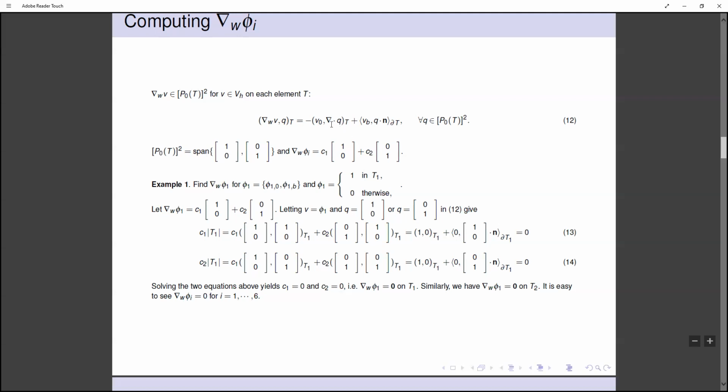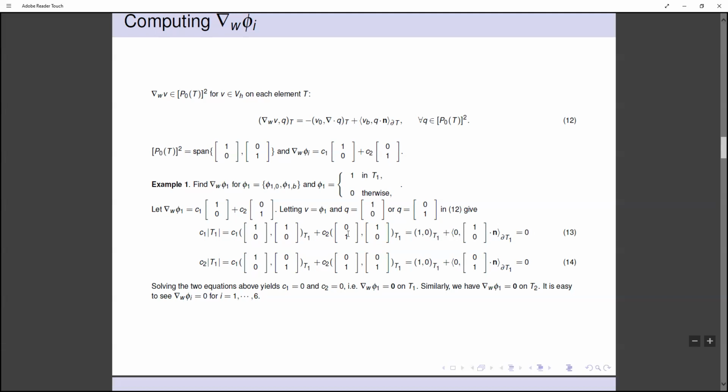Then Q is 1, 0. You take a divergence, it gives you 0. Constant, you take a divergence, it gives you 0. Then plus phi1b. Remember, phi1 is only non-zero inside of T1 and equals 0 on the boundary of T1. So phi1b is 0. So we get a 0 here. 0 times anything is 0. So the right-hand side is 0.